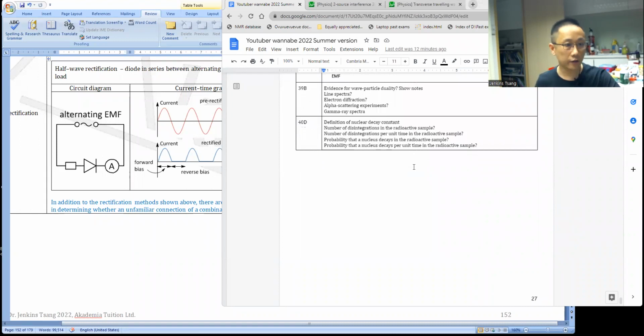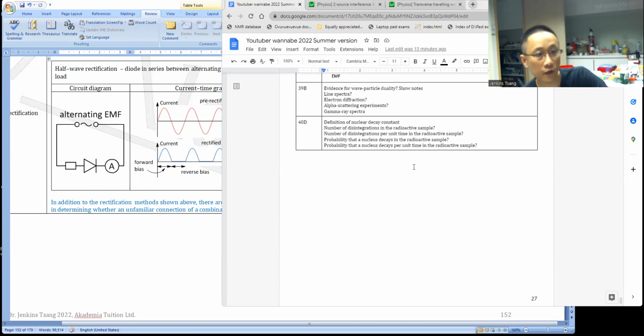Question 39, which is evidence for wave-particle duality. The four choices are: number one, line spectra of elements. That's actually evidence for the presence of energy, electron energy levels within an atom, so not quite wave-particle duality. B is the correct answer because electrons themselves are particles. Before this discovery, electrons were not known to have wave properties, but when electrons are shone through metal crystals or graphite powder, diffraction patterns were observed, and this supports the fact that electrons behave like waves under certain situations.